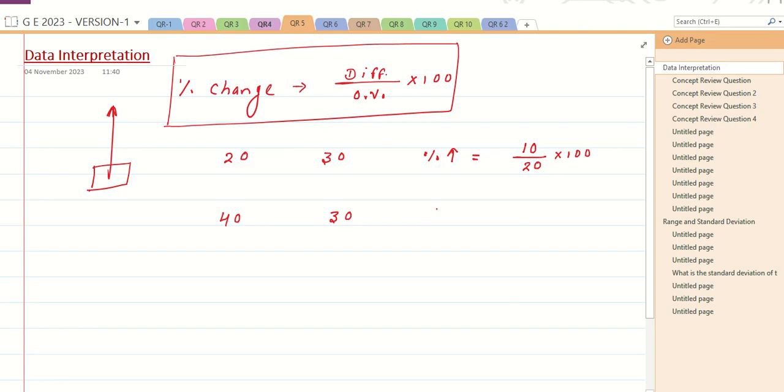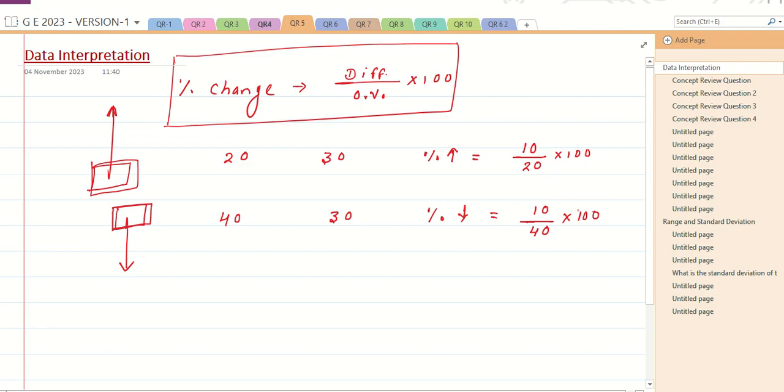Now let's say given 40 and given 30. Now the question is find out the percentage decrement, which is the initial value here? 40. Right? In the case of decrement, always the higher value is the initial value. In the case of increment, always the lower value is the initial value. Correct, no? So how much difference here? 10. What is the original value? 40. Correct, no? This is one thing.